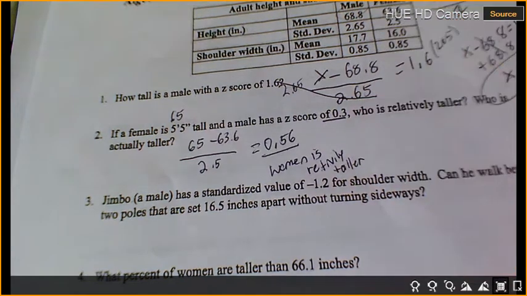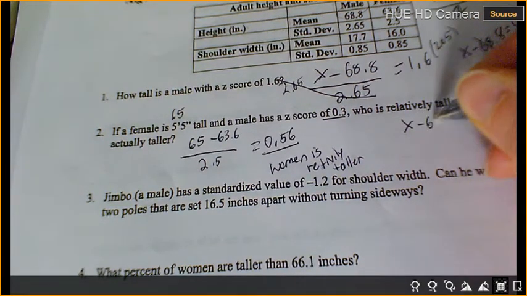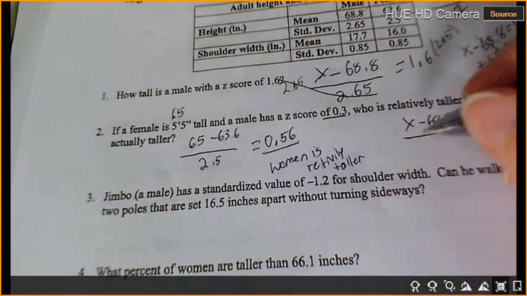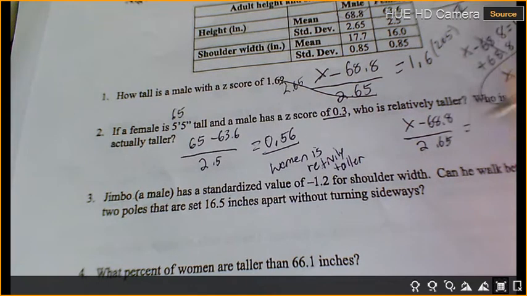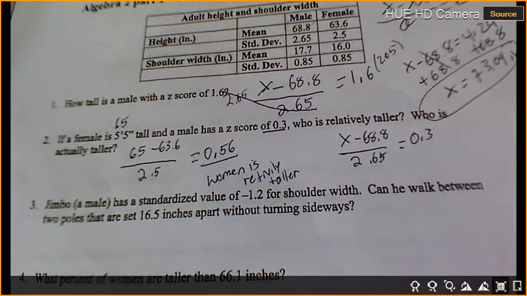Okay, now we're going to figure out how tall the man was to figure out who is actually taller. So we've got x minus 68.8, I'm using the mean for the male, divided by the standard deviation for men, which is 2.65, equals the z-score, which is 0.3. So now I have to solve this, but I believe I already did for the one above. No, I didn't. It's a different z-score. So I'm going to go 0.3 times 2.65.